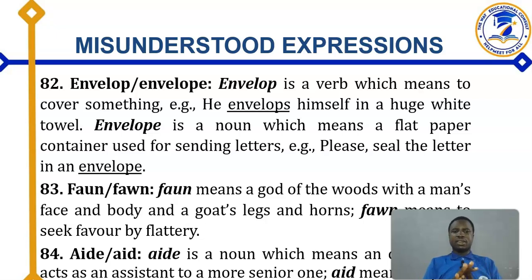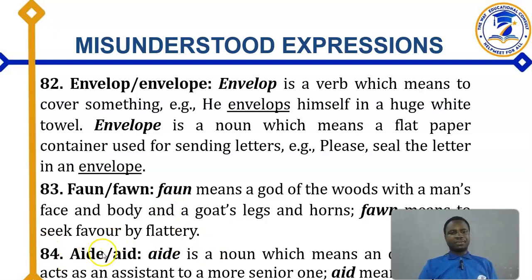Then you have fawn, F-A-W-N, which means to seek favor by flattery. For example, you have sycophants praising someone who they know is not doing well, but in order to extort or get something from the person, they begin to sing the person's praise. So these people are engaging in what we call fawning.